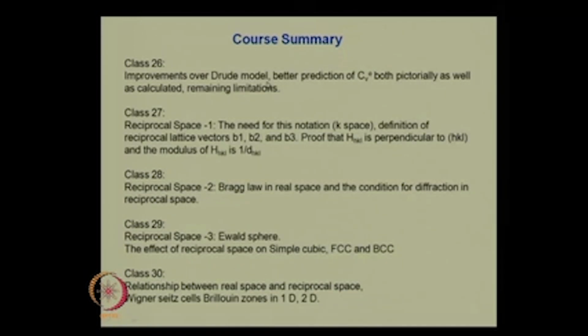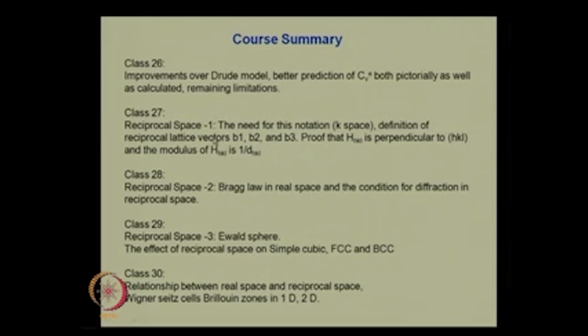Then we looked at improvements over the Drude model, and as I said, now that we had all the tools in place, we were able to look at the electronic contribution to specific heat at constant volume as a calculated process, comparing the Drude model with the Drude-Sommerfeld model, and we identified the remaining limitations such as the anisotropy of the solid which had not yet been understood. We then looked at reciprocal space in considerable detail.